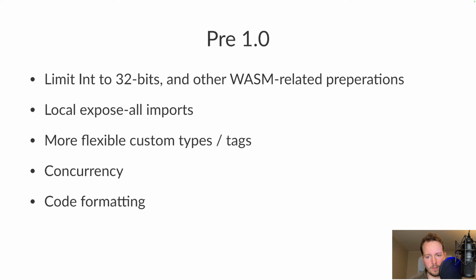And I think it would be a good idea, in order to later be able to target WebAssembly, to limit it before 1.0. In addition to that, there are other preparations that we might have to make in order to safely move over to WebAssembly post 1.0. But exactly what those things will be, I haven't gotten a full idea of yet.